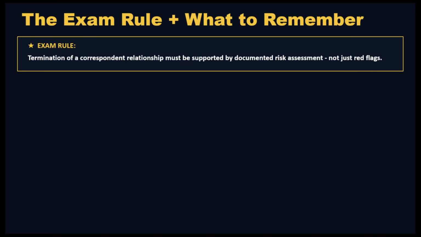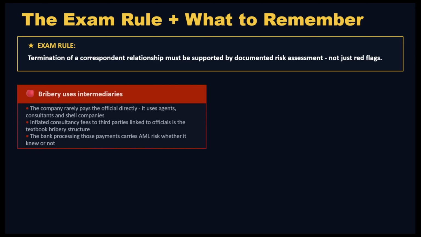There are 4 things which you can take away from this video. First is bribery. Bribery uses intermediaries. The company rarely pays the officials directly. Inflated consultancy fees to third-party agents linked to officials is the textbook bribery structure, and the Siemens case that we discussed in our previous slide is the most documented example in history.